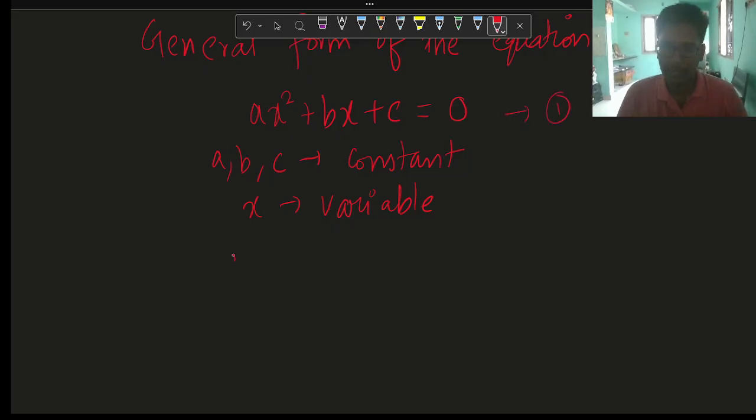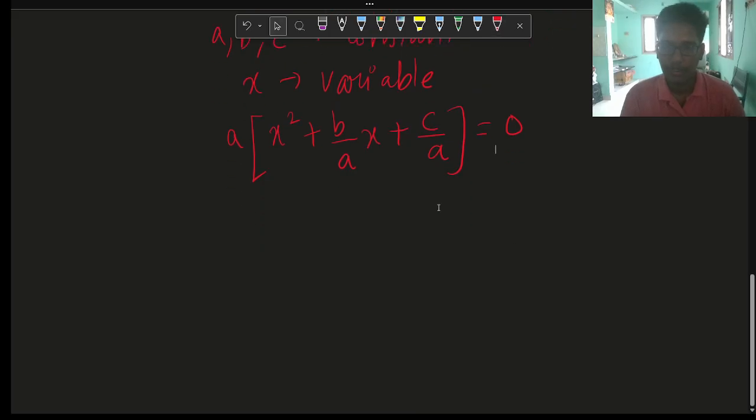Now let's take a common term a and divide the whole equation by a. We get x square plus b by a x plus c by a is equal to 0. Now we should get something in the form of powers, power of 2, and eliminate some unwanted terms, and we have to get the solution of x. What is the formula behind finding the value of x? So now let's do some transformations.